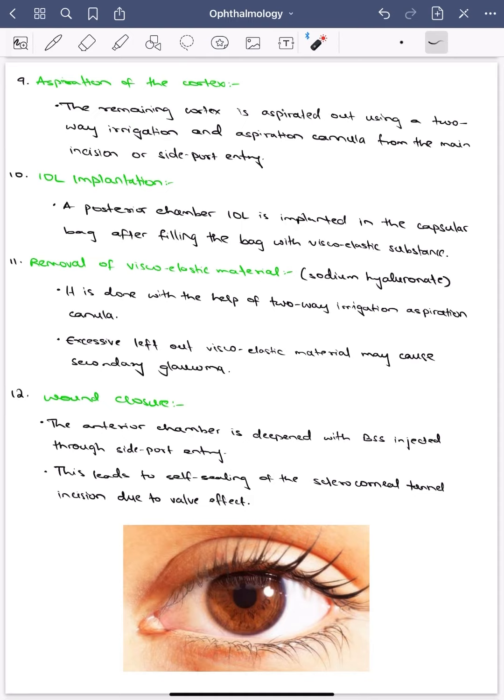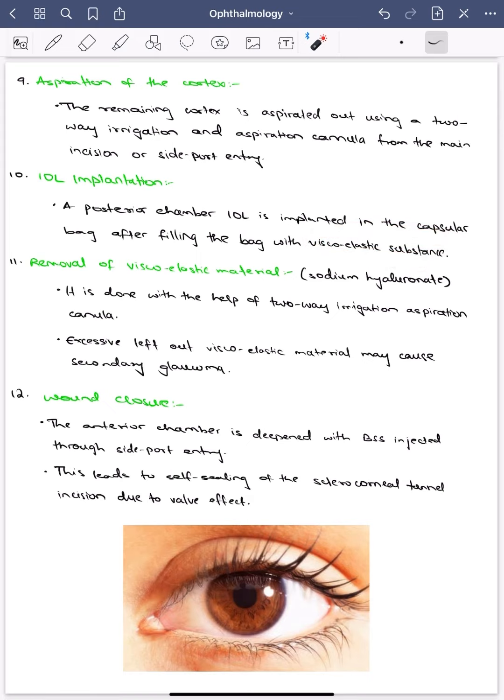Next is the intraocular lens implantation. Now from where the cataract lens is removed, the new or pseudo lens is placed, that is within the posterior chamber of the eye itself. So we've placed the intraocular lens. Now remember, it is done after filling the bag with viscoelastic substance, and the viscoelastic substance used is sodium hyaluronate.